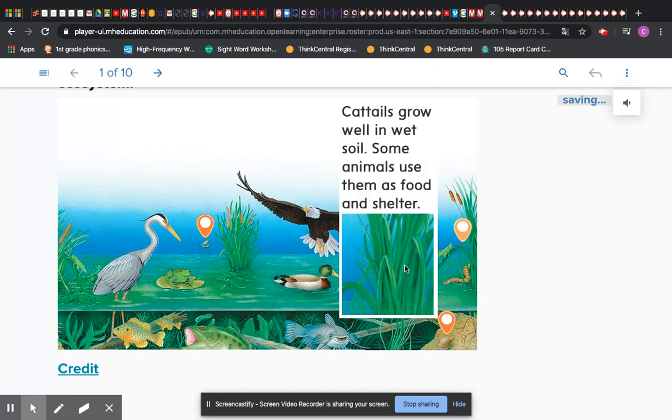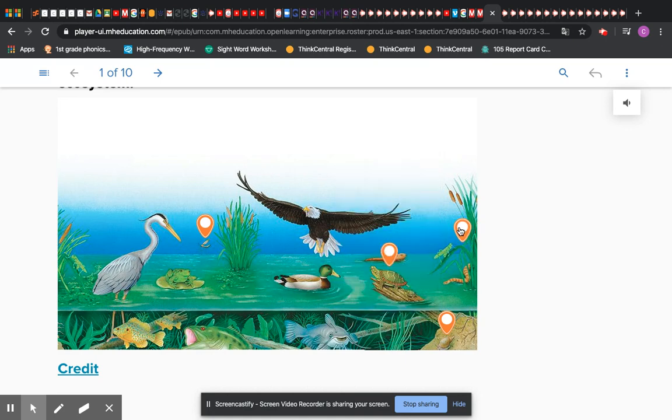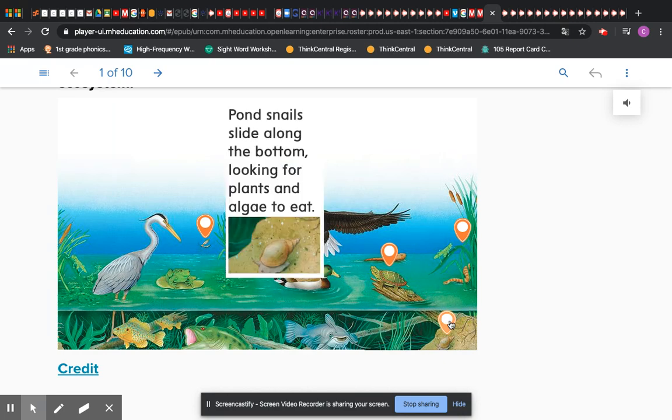And this is a plant. It's called a cattail. Cattails grow well in wet soil. Some animals use them as food and shelter. Wow, that means that if we don't have cattails, some animals may die because some animals need this plant for food and shelter. And the last one are the pond snails.